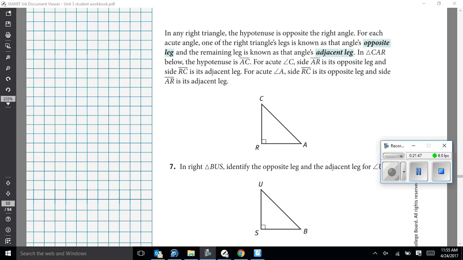For angle C, side AR is the opposite, and side RC is the adjacent leg. For angle A, side RC is the opposite leg, and side AR is the adjacent leg. The adjacent leg is holding hands with the angle. The hypotenuse is never your adjacent side. Your hypotenuse is always right across from your 90 degrees.